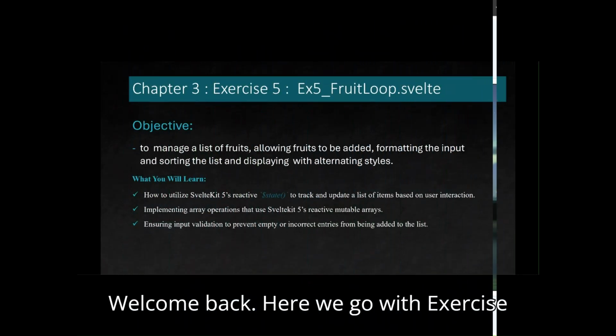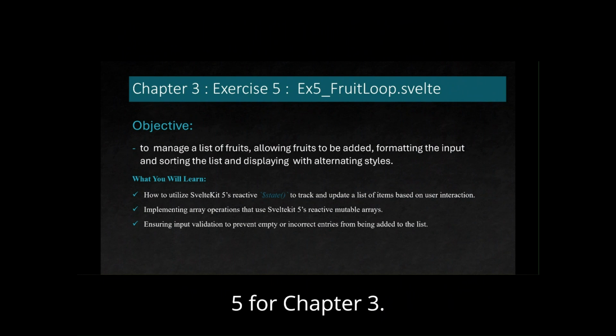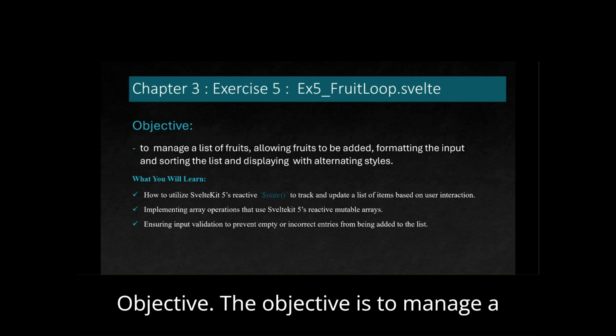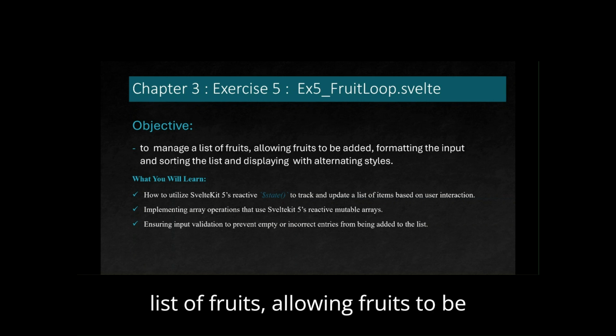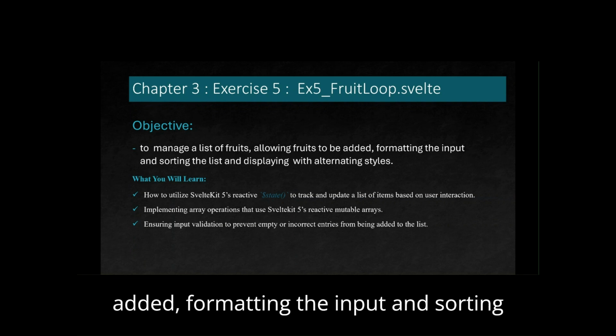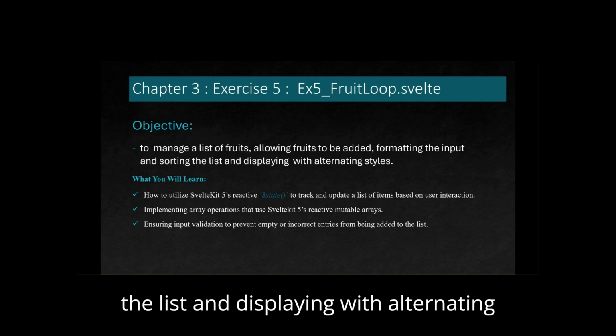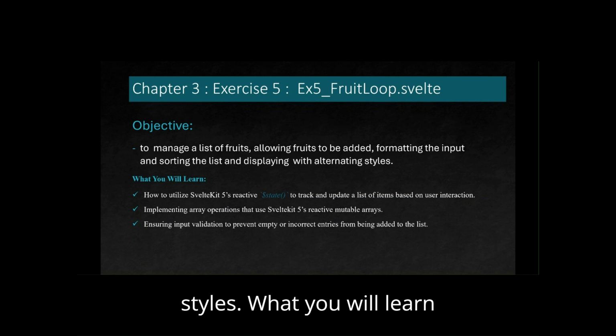Welcome back. Here we go with exercise 5 for chapter 3. Objective. The objective is to manage a list of fruits, allowing fruits to be added, formatting the input and sorting the list and displaying with alternating styles.